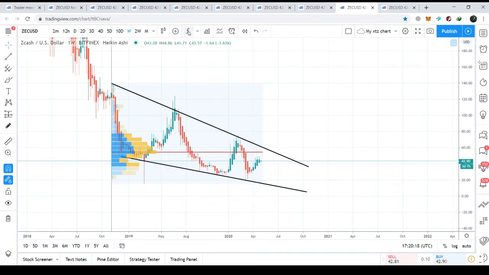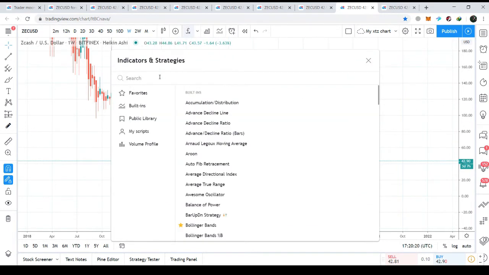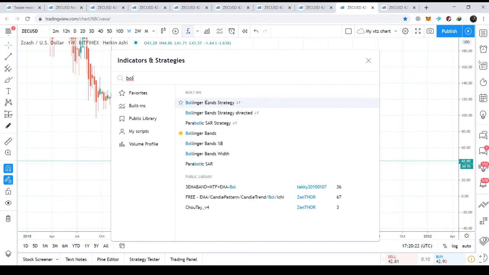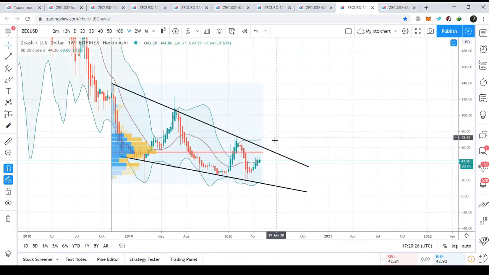And if I place the Bollinger Bands, then we have another very positive sign: the Bollinger Band is above this resistance of the wedge. Therefore, it will be easy for the price line to cross up or break out of the resistance of the wedge.